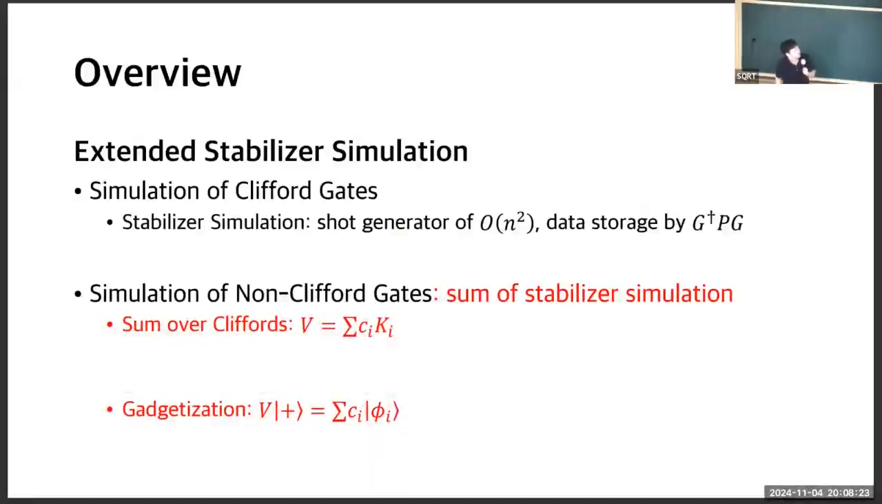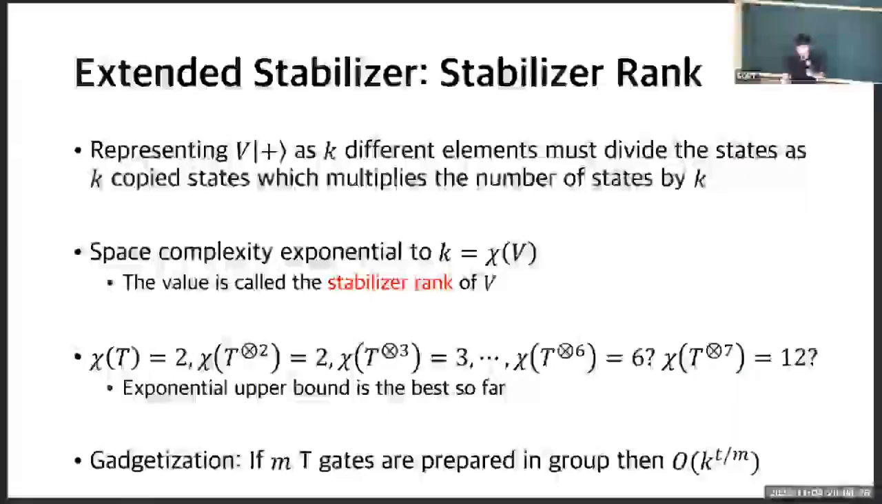So we have 2 different simulations here, and we need to talk about how this works and how much it takes. If we represent V plus as K different elements, like the stabilizer states, then we need to copy K states, right? To apply one by one different ones. Then we need to make that copy one by one when we need to apply a gate. That makes it exponential in K, the number of stabilizer states that has to be represented for V.